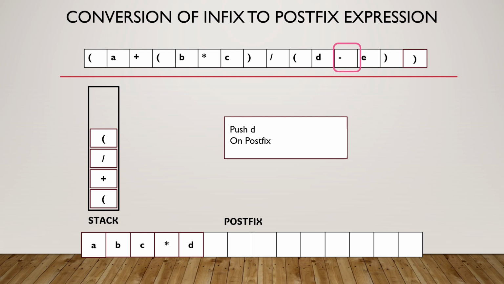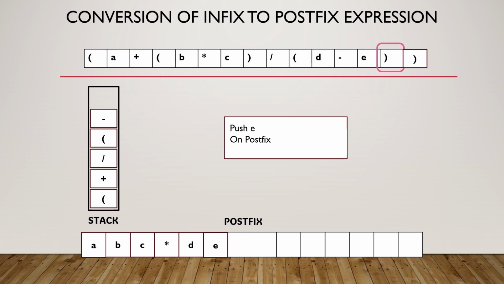The next operator is the minus operator. The minus operator is directly pushed on the stack. There is no need to check the level because it's inside the open bracket. The next one is E. It is not an operator, so E goes directly to the postfix.